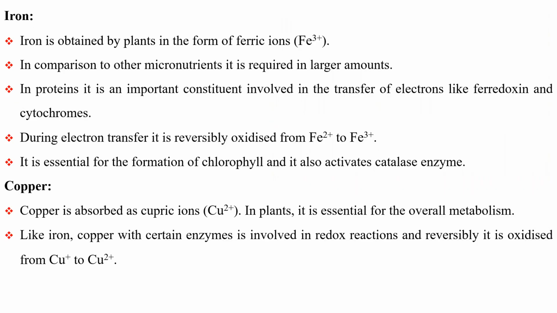Iron. Iron is obtained by plants in the form of ferric ions. In comparison to other micronutrients, it is required in larger amounts. In proteins, it is an important constituent involved in the transfer of electrons like ferredoxin and cytochromes. During electron transfer, it is reversibly oxidized from ferrous ion to ferric ion. It is essential for the formation of chlorophyll and it also activates catalase enzyme.